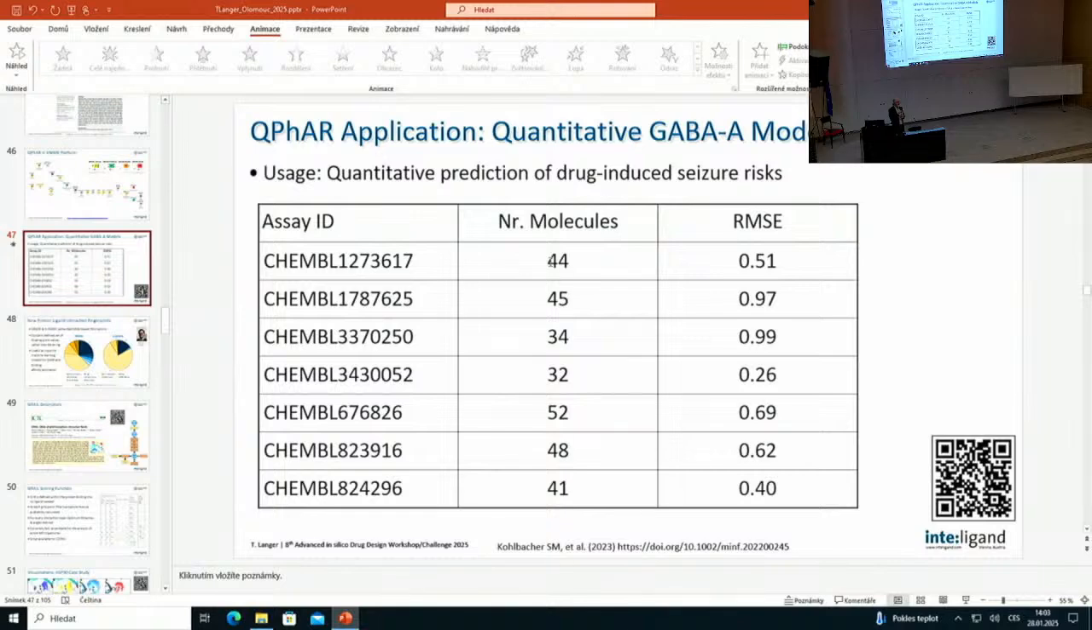And again, this is what I said at the beginning. Sometimes you don't care if the model is based on the right binding site. As long as the model predicts the right thing also for a new molecule, it's a valid model that you can use then for de-risking other molecules.